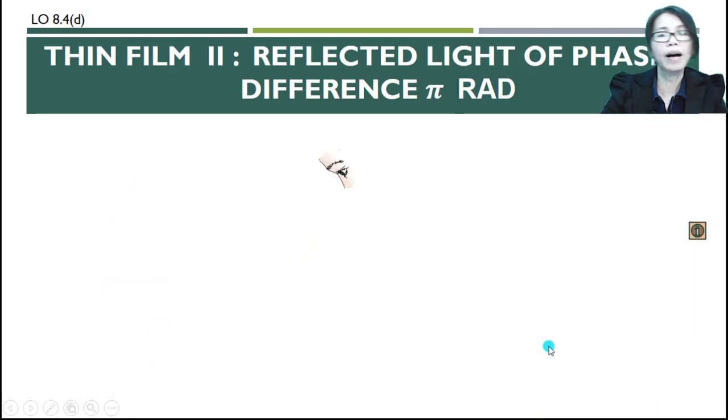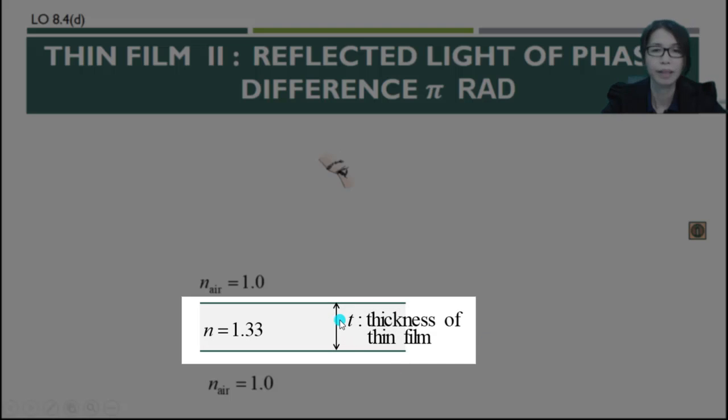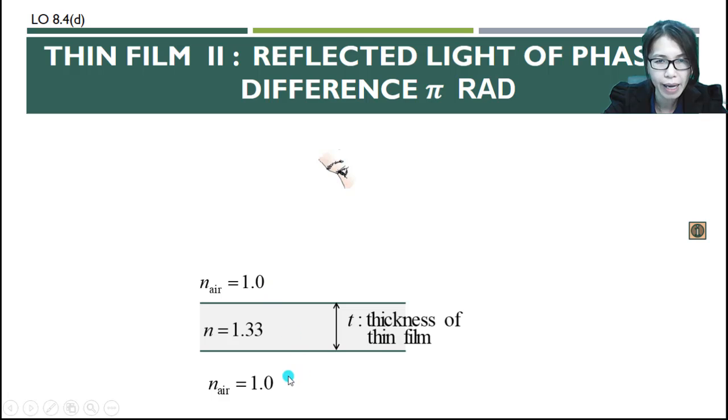Then class, we have another type of thin film whereby the reflected light has a phase difference of pi radian. For example, this one: I have a thin film of thickness t. The refractive index of the thin film is 1.33. Above and below the thin film is air, for example.